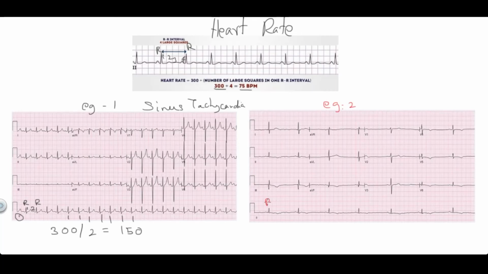If you measure this RR interval in lead 2, you'll be having 1, 2, 3, 4, 5, 6, 7. So if you divide 300 by 7, you'll be getting 42. That is bradycardia. And if you look at this RR interval, which is equal throughout this lead, so the patient is in sinus bradycardia.